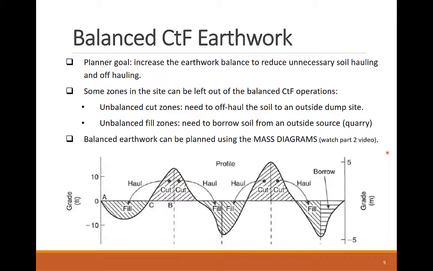For real roadway projects, we don't use sticky sands. We use mass diagrams that can help a lot in visualizing earthwork project and planning their balanced CTF operations. So stay tuned to the next video to learn more about mass diagrams.